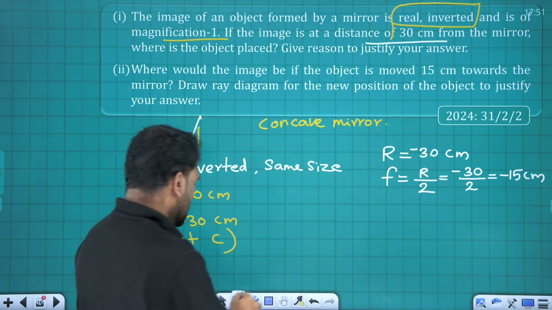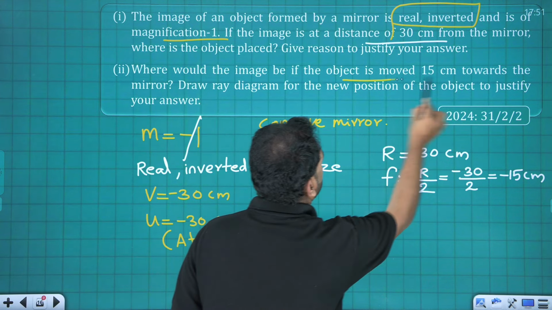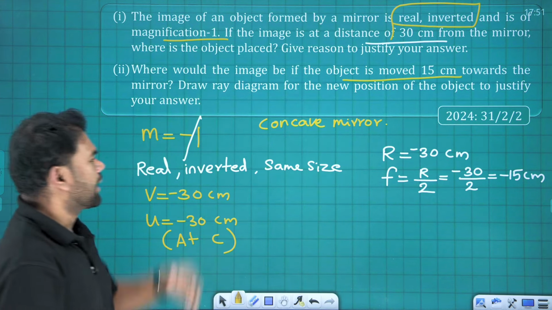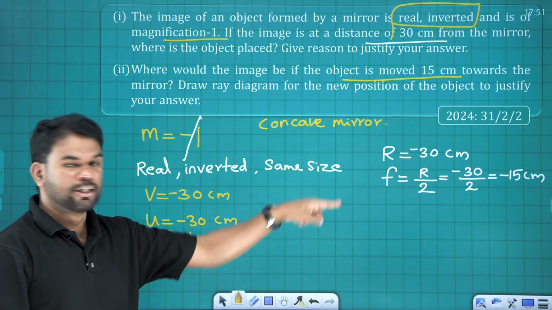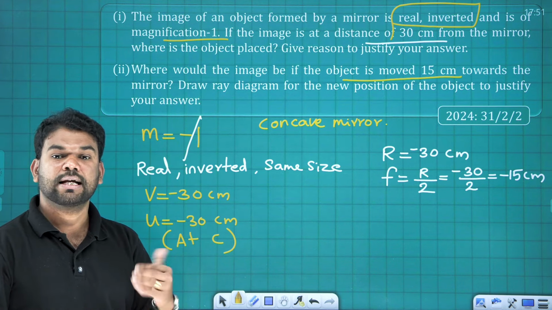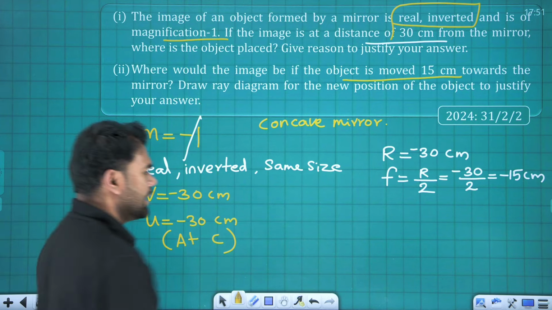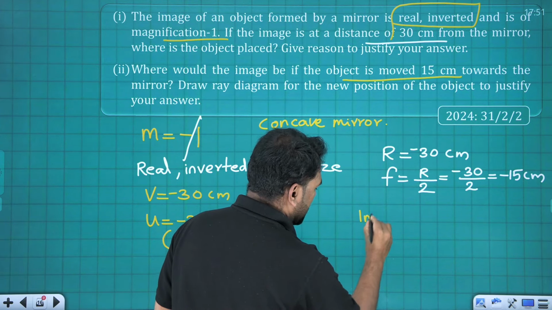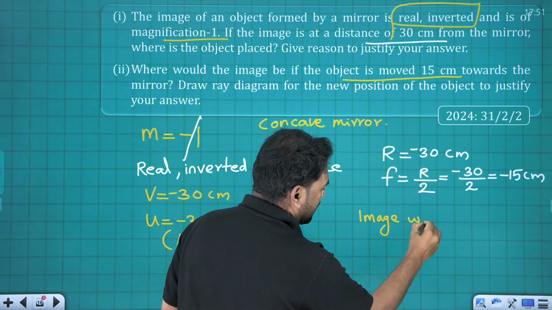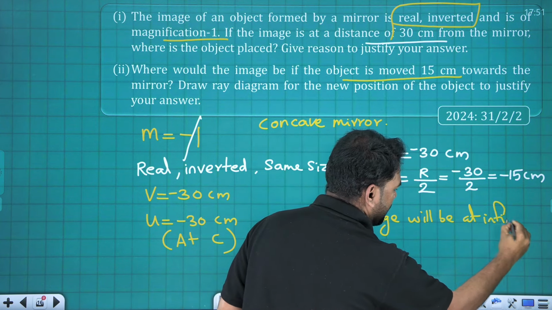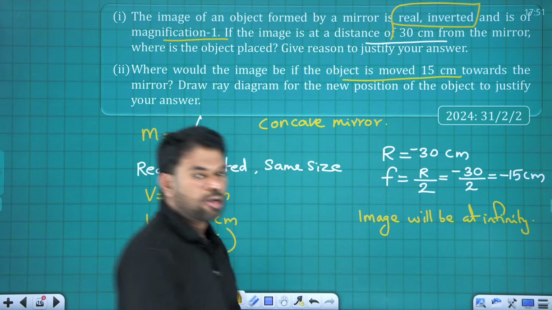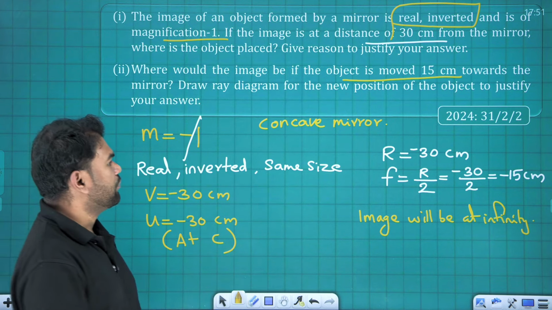Your question is, if the object is moved 15 centimeter towards the mirror, where would the image be? You know that here the object is at the focus. If the object is at the focus, where will the image be? At infinity. So the image will be at infinity.